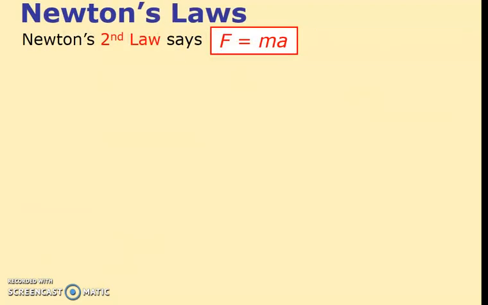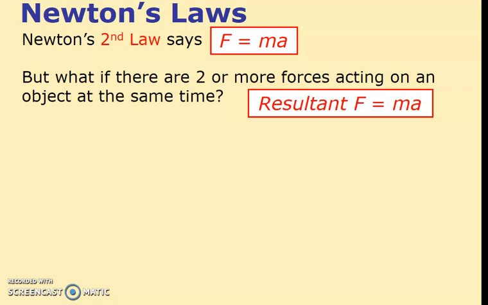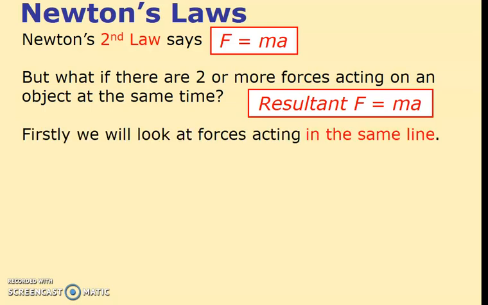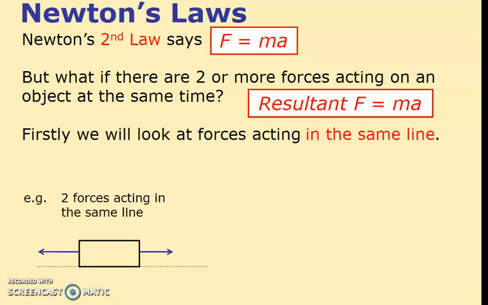So we've got Newton's laws. Newton's second law says F equals ma. That's forces linked to mass and acceleration. Sometimes we get more than one force, and when we do, we call it a resultant force. Basically, they either add together, or if they go in different directions, they subtract from each other. And then it really isn't that hard to suss.